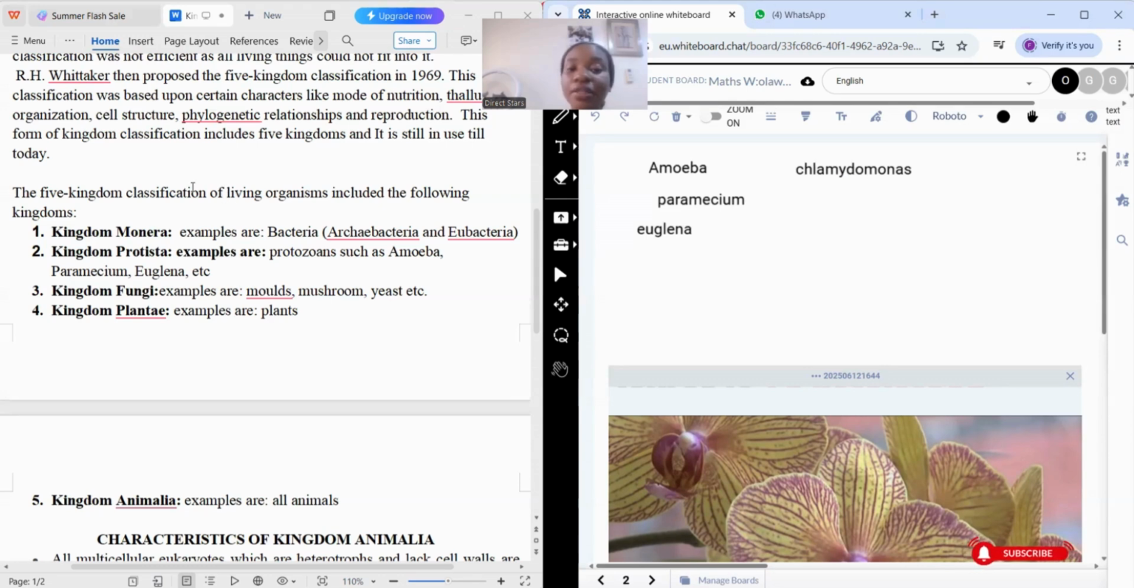Okay. Next comes the kingdom fungi. When we talk about the kingdom fungi, examples, we have the mushrooms, we have the yeast, we have the molds. Examples of molds, you find them in bread, call them the bread molds. That is that growth that you find on top of a stale bread. And then the yeast that we use for baking, and then the mushrooms, all types of mushrooms. They are called fungi. One of the characteristics of the fungi is that they exhibit a saprophytic mode of nutrition.